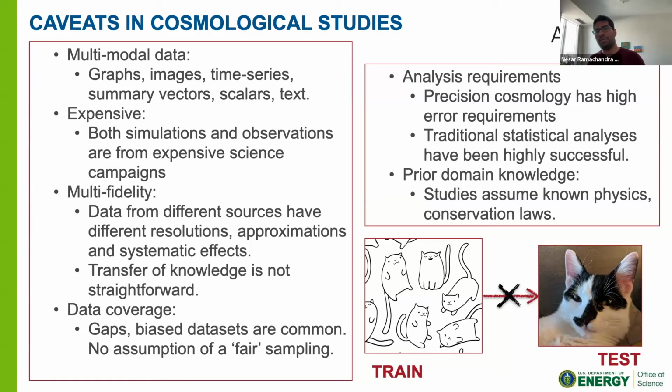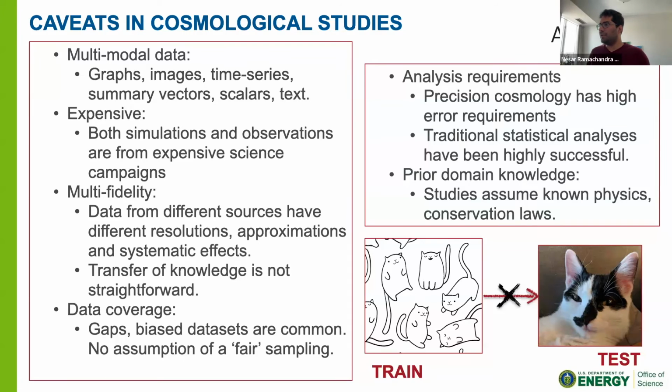Whereas when it comes to analysis, like you saw earlier, the error budget in cosmology is very low. So with precision cosmology, we are reaching like 3 sigma to 5 sigma errors, which is being possible mostly because of these very sophisticated Bayesian statistical analyses. And it's often not very easy to get similar levels of precision with AI methods.